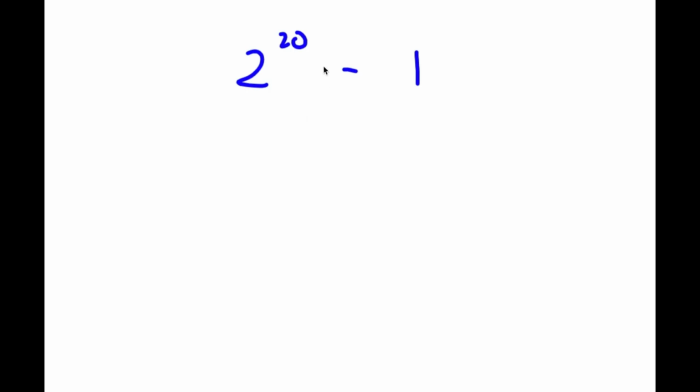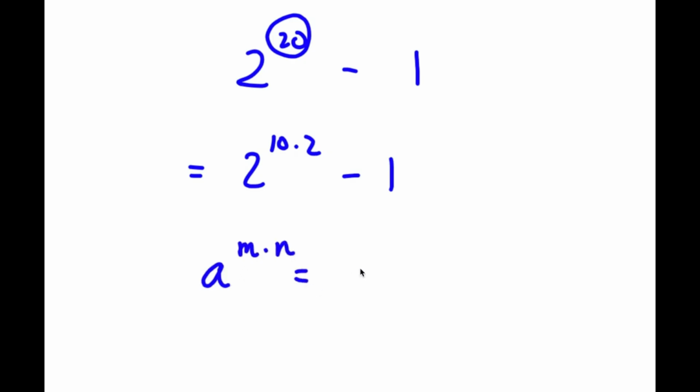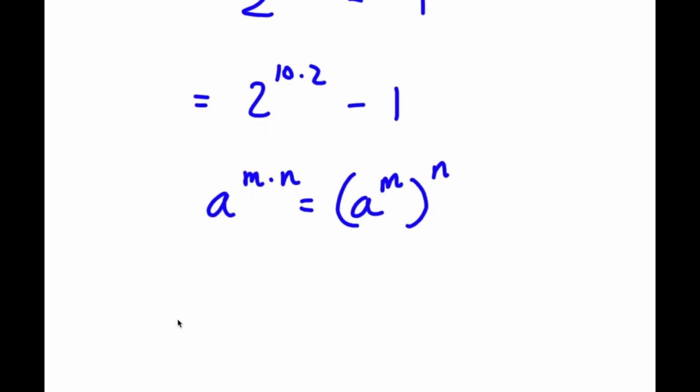Alright, so in this problem, I have 2 to the power of 20 minus 1. So I'm going to first start by rewriting the exponent 20 here as 10 times 2. So now I have 2 to the power of 10 times 2 minus 1. Now, if I have something in the form a to the power of m times n, this is equal to a to the power of m, to the power of n. So in this case, 2 to the power of 10 times 2, I'm going to write as 2 to the power of 10, to the power of 2. And I have this minus 1.